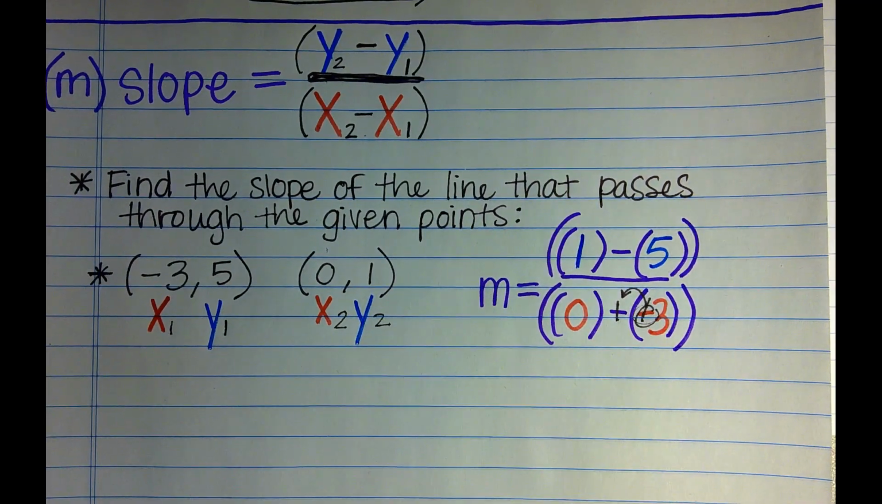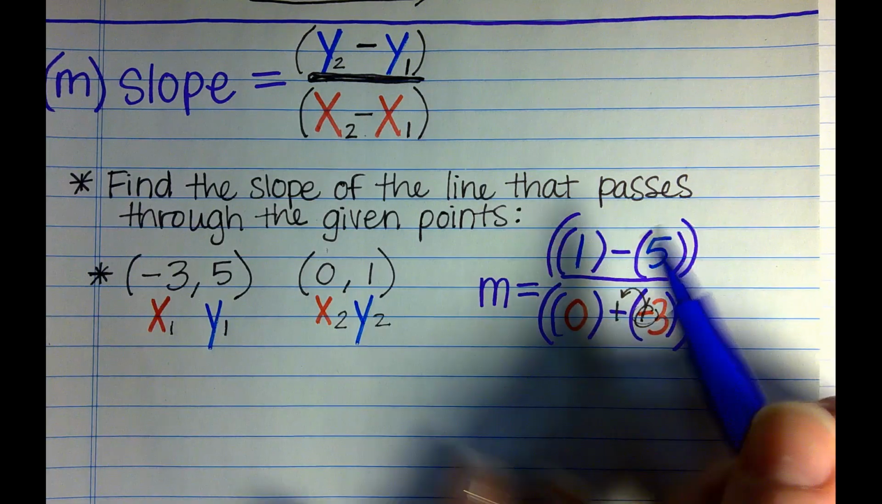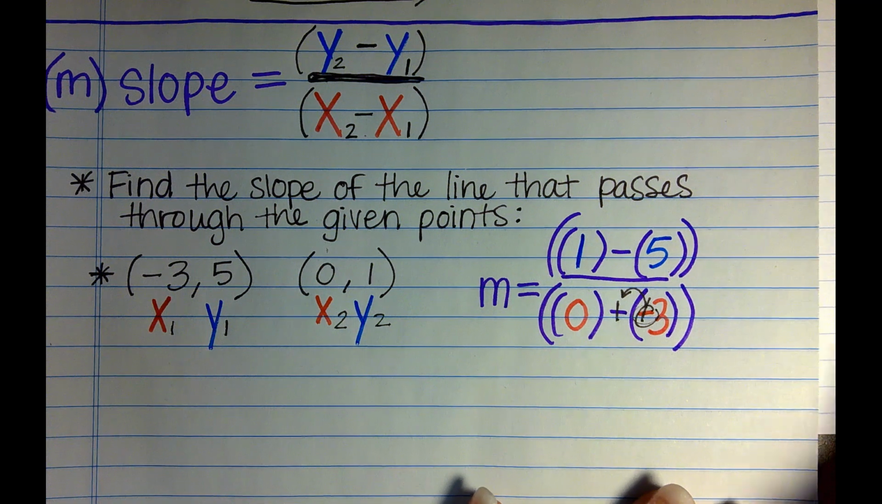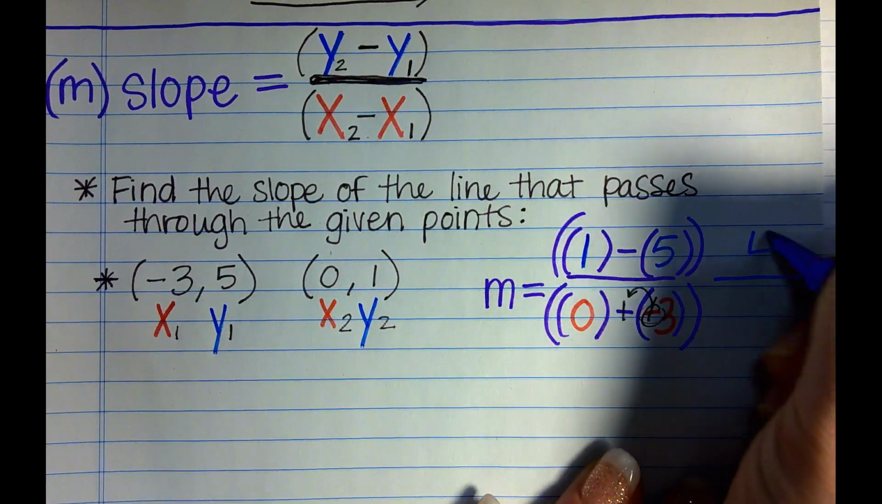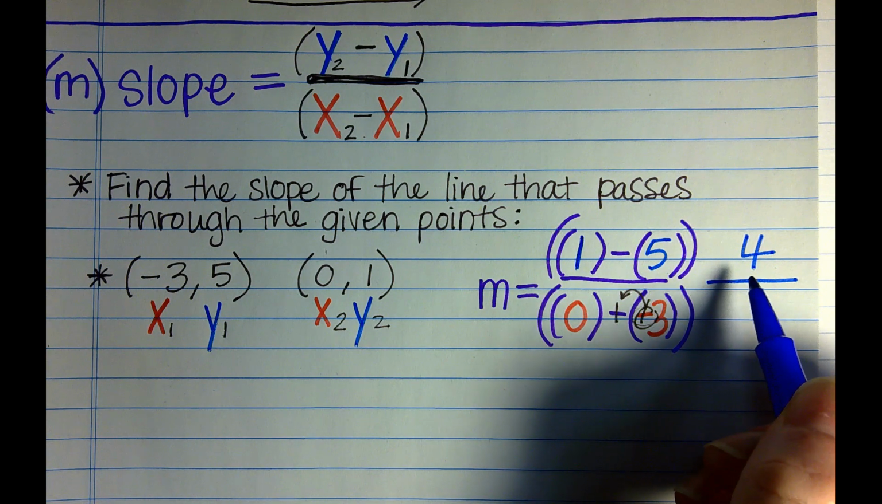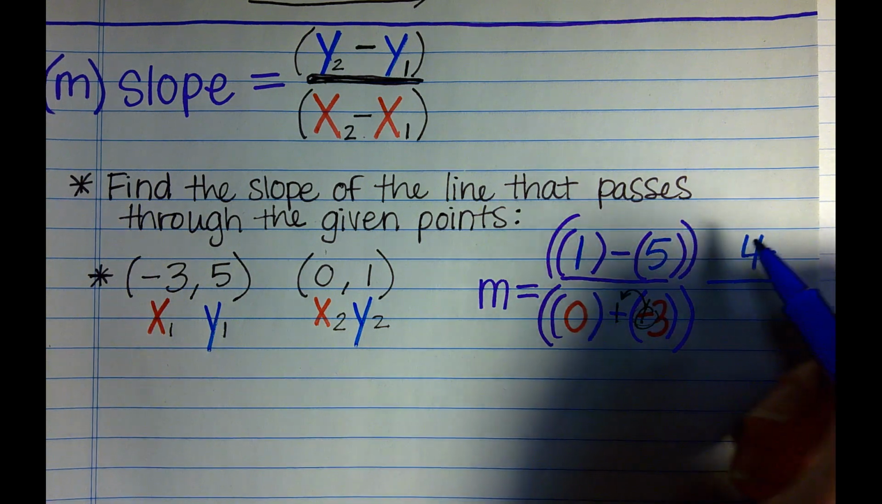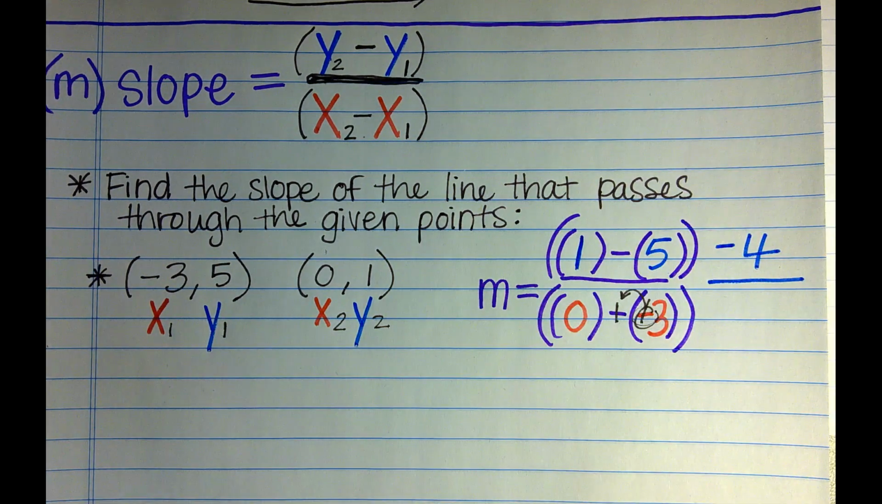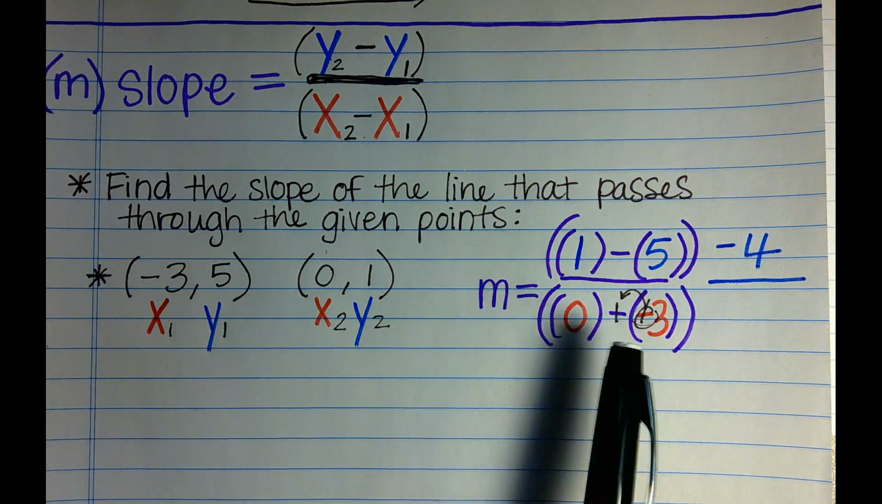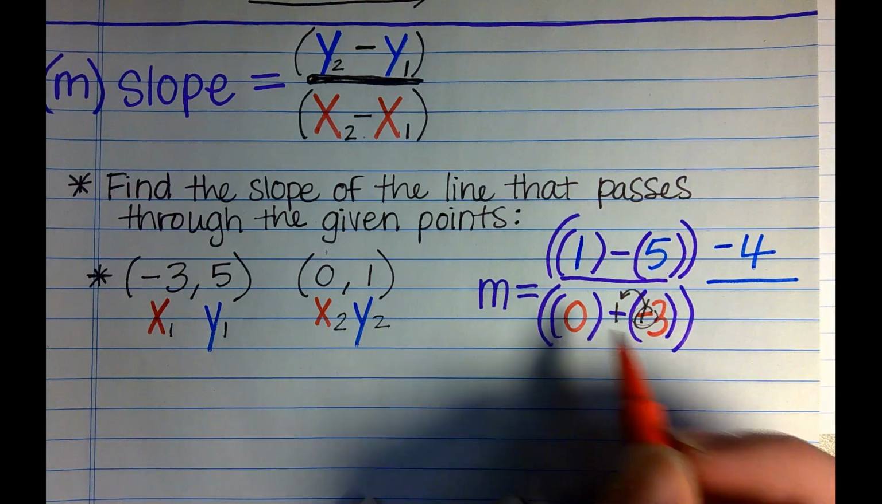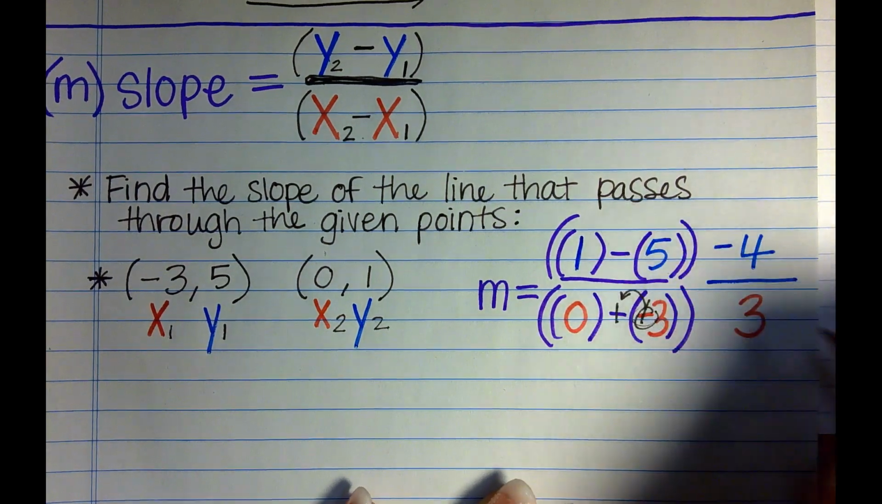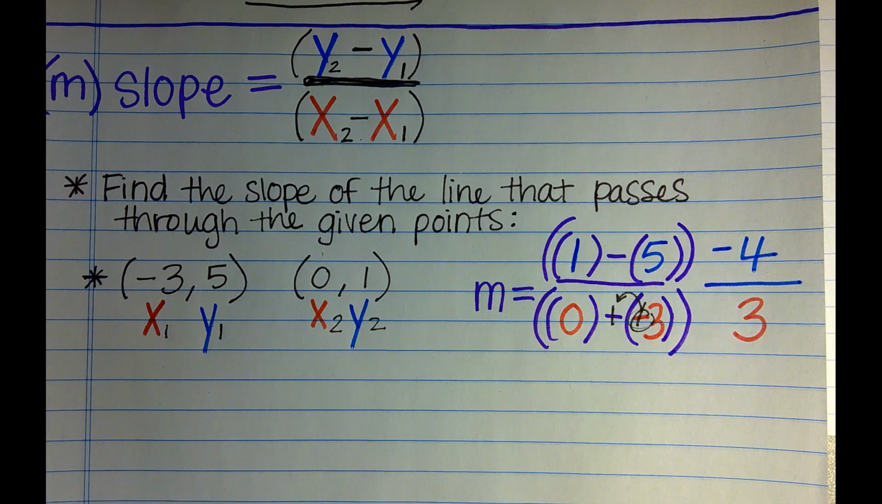So let's look at all of these. Let's start with the top. What is 1 minus 5? 1 minus 5 is 4. Positive 4 or negative 4? Negative 4. Good. And what is 0 minus -3 or 0 plus 3? 3. It's just positive 3. And that's our slope.